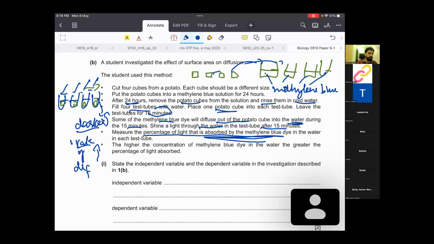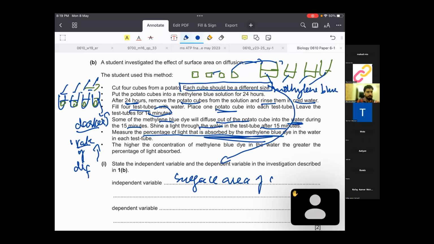Now, this is the paper of February, March 2023. For those who've been doing their preparation well, they will be able to discern what question we're doing right now. But in a sense, if you take a look at this, it says a student investigated the effect of surface area on diffusion. The student used the following method. So you can look at the method in front of you. Okay. And what is the method here? The method involves cutting 4 cubes from the potato, number 1. Number 2, putting the potato cubes into the methylene blue solution for 24 hours.